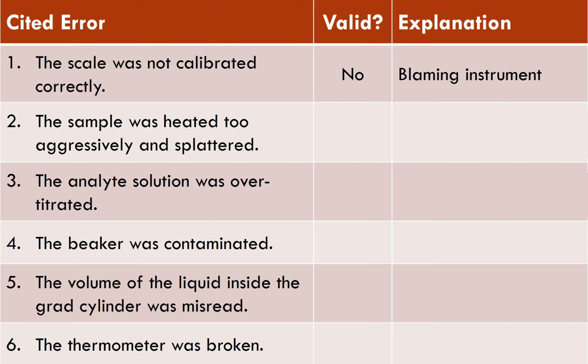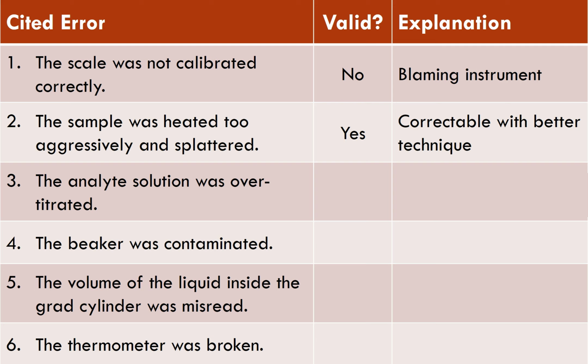Number 2, the sample was heated too aggressively and splattered. This is a valid source of error because it's correctable with better technique. It's also very specific to a lab. If you didn't heat something in the lab, you cannot use this as a source of error.